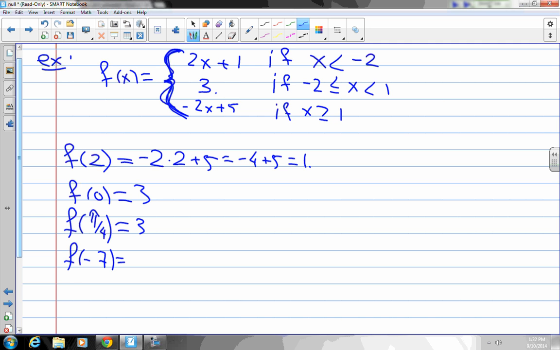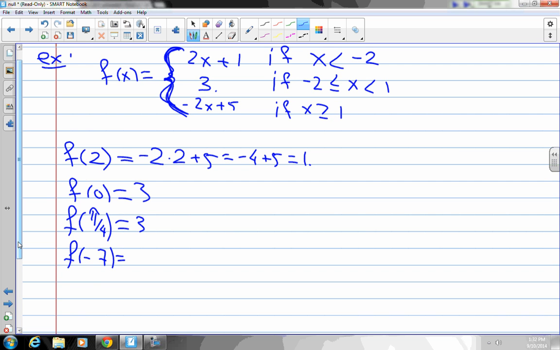F of -7. Very good. -7 satisfies the top inequality, so that becomes 2 times -7 plus 1, so -13. How about f of -2? 3. -2, that's where it satisfies the middle one, because that's where it equals. By the way, you will hardly ever see any overlaps in this inequality. See how -2 only satisfies the middle one. Because if it satisfies 2 inequalities, it's no longer a function, unless the 2 pieces meet.